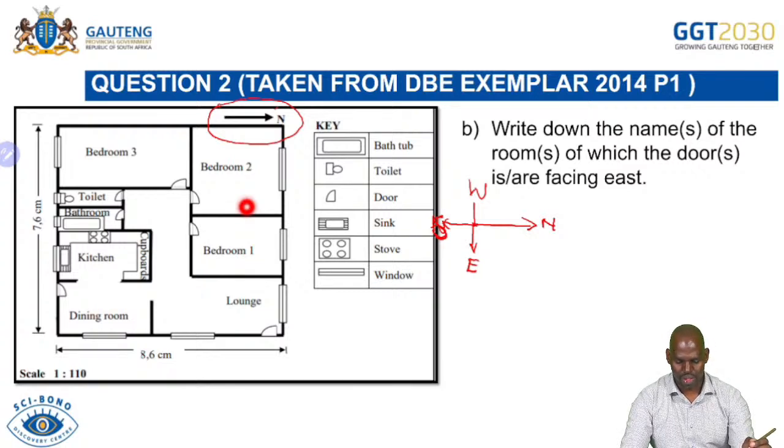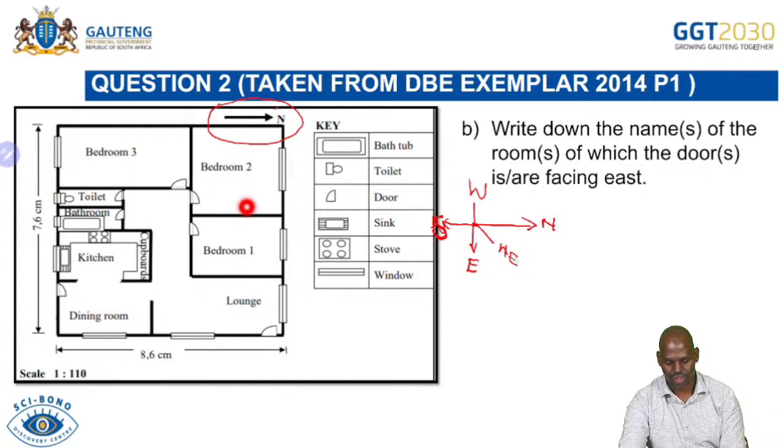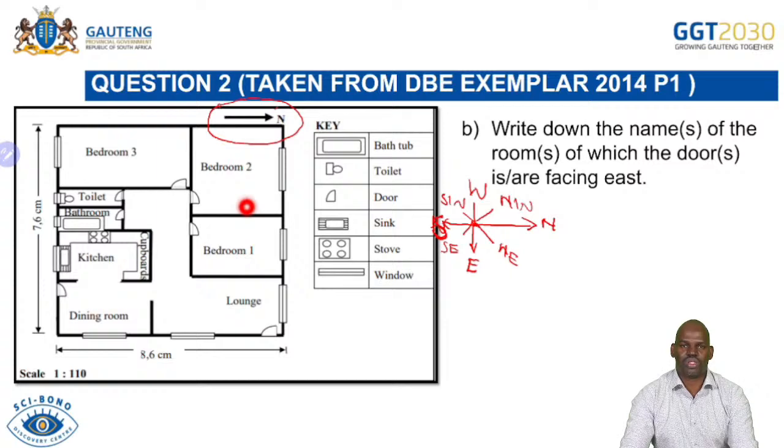Okay, then it means we've got our compass direction. Then if you want to complete more than this, you can say this is northeast, between north and west is northwest, and between west and south is southwest, and between south and east is southeast. So it must be southeast, not east, south. The same thing with northwest, it must be northwest, not west, north.